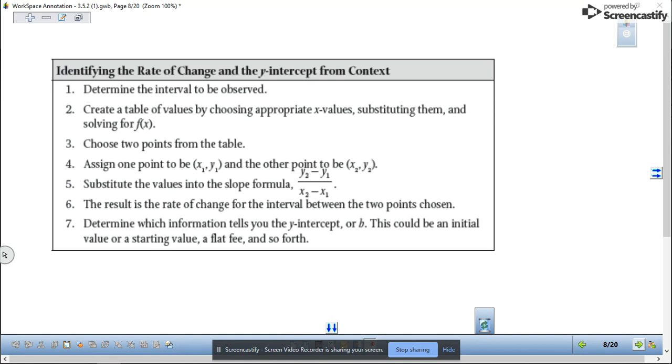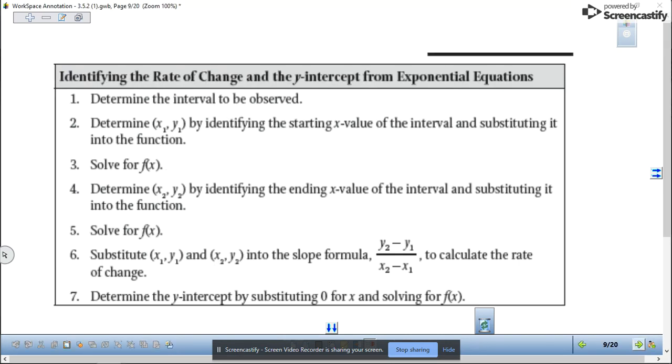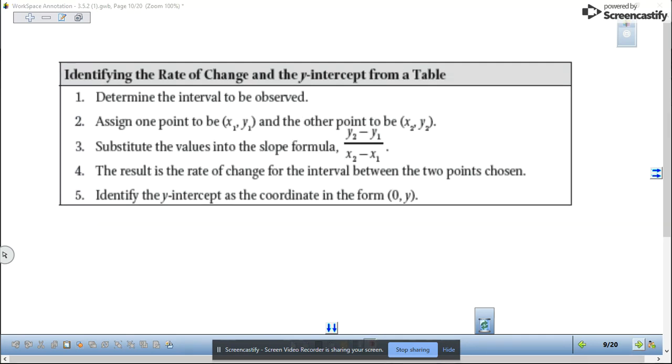Determine which information tells you the y-intercept or the b, which is your initial amount. Determine the interval to be observed if you're given an equation, right? If you're given an equation, it's a little bit easier. Pause the video, read all those things. It tells you how to go about solving these problems. Okay. Determine the interval to be observed if you're doing a table. Usually it'll be given to you.